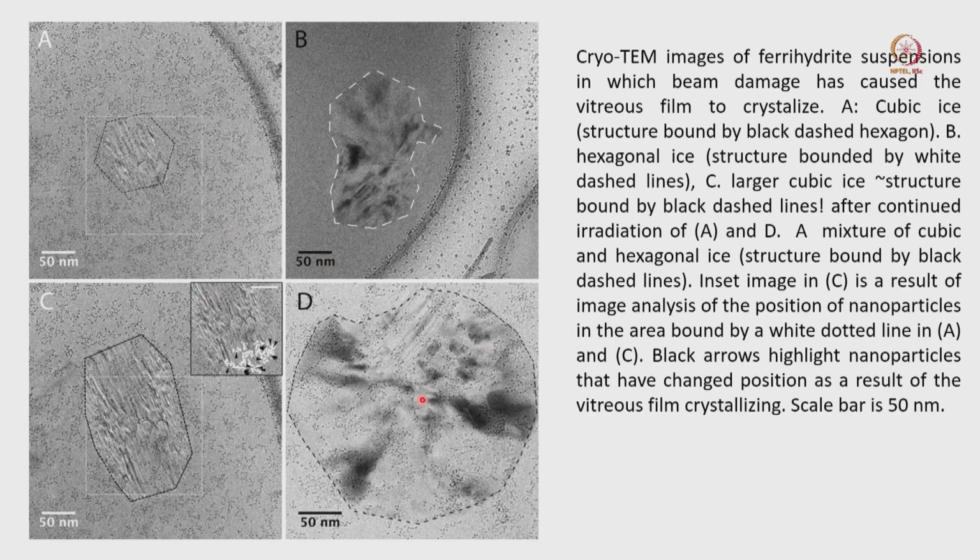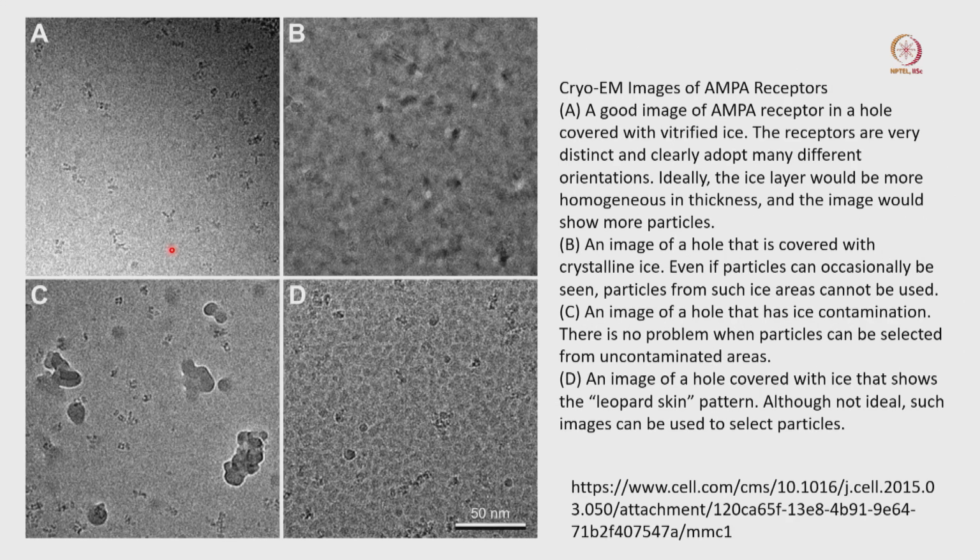So if you have, inside the hole, this kind of ice pattern, it is better to avoid this kind of grid for further imaging. The previous slide and this slide are both taken from this paper. This is the link, if anyone is interested, you can go through it. It is a very nice paper that describes in detail what kind of ice pattern you can get. So here there are a couple more ice patterns.